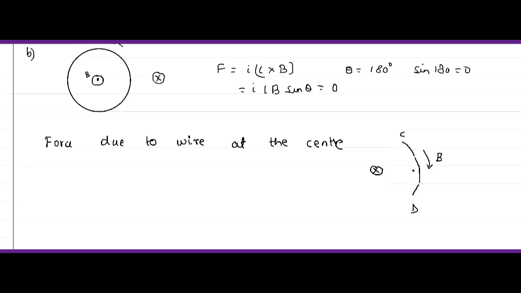Now, what is the direction of current in the element CD? It is like this. So what would be the angle between I and B? Clearly we can say that theta is 180 degrees, because the current is moving in this way and the magnetic field is moving in this way. So what will be the value of the force for CD? It equals I B L sine of 180 degrees, which is 0. So its value is 0.